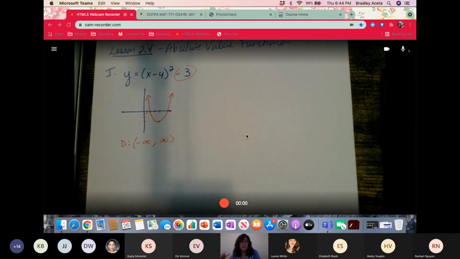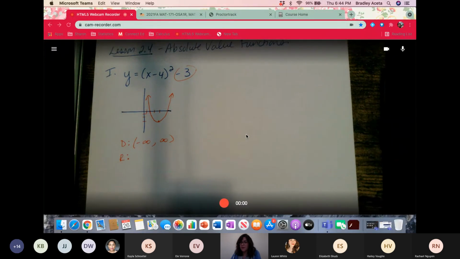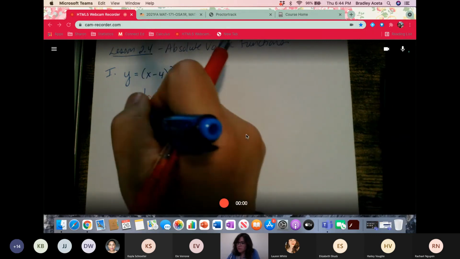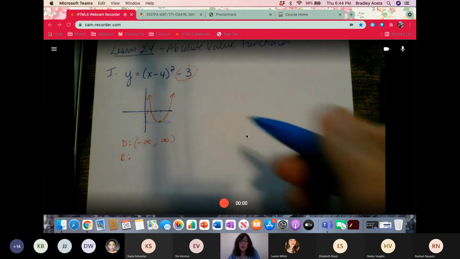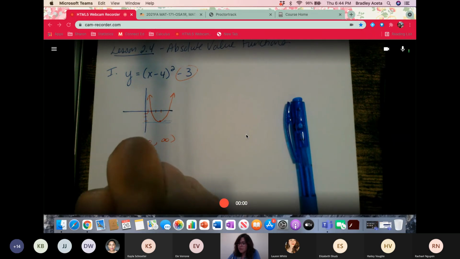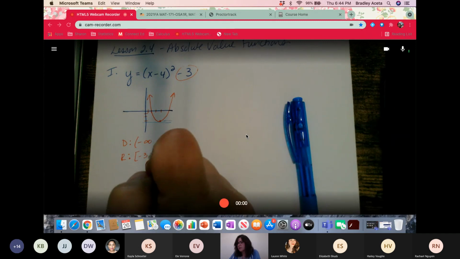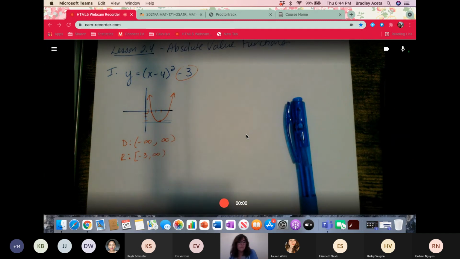Okay, so how wide is this thing getting? Negative infinity to infinity. It's going to get really, really wide. What's the range? How tall does this thing go? Well, it only goes from here on up, right? And what is that number? Well, that would be -3. And we use brackets here because we're not talking about increasing or decreasing. So -3 on up to infinity.